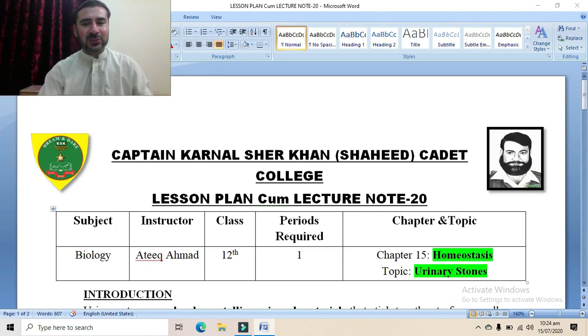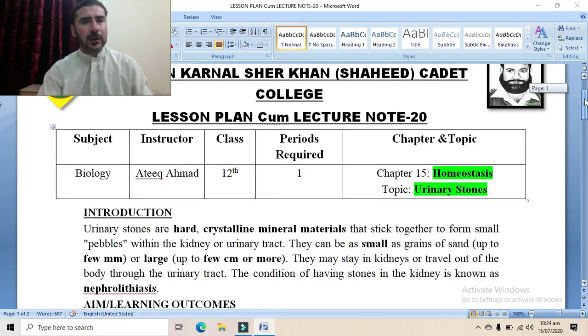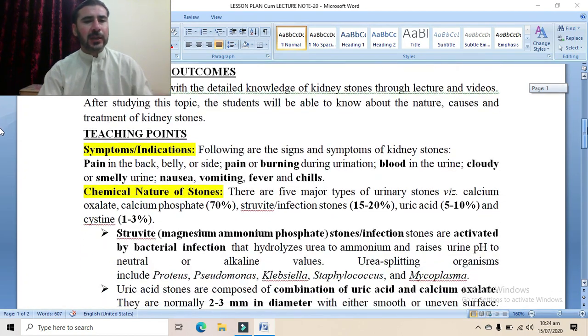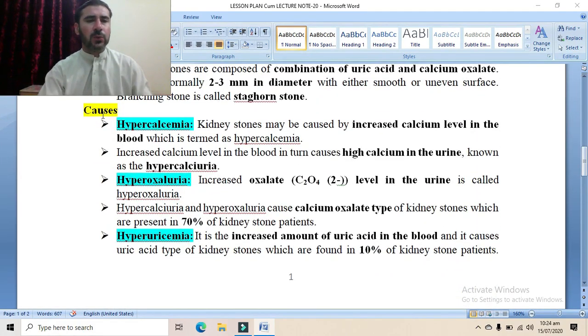Today we are going to study the causes of urinary stones. In the previous lecture, we started the broad topic, urinary stones. We have divided this broad topic into two parts. In the first part, we studied what a urinary stone is. Then we studied the symptoms, the indications of urinary stones. We have also studied the chemical nature of stones, and today we are going to study the causes of urinary stones.